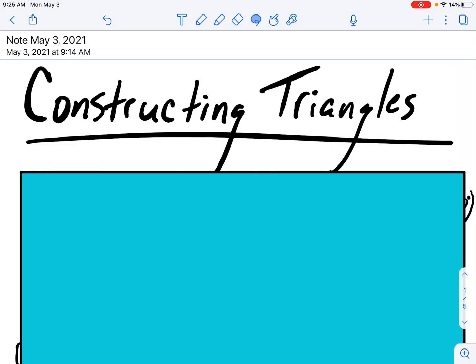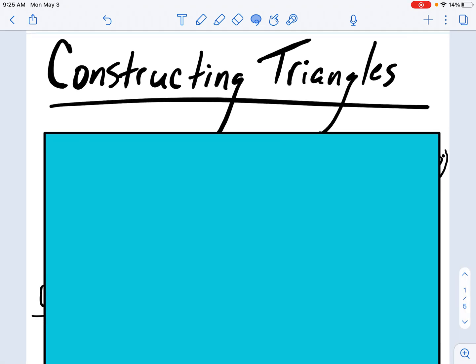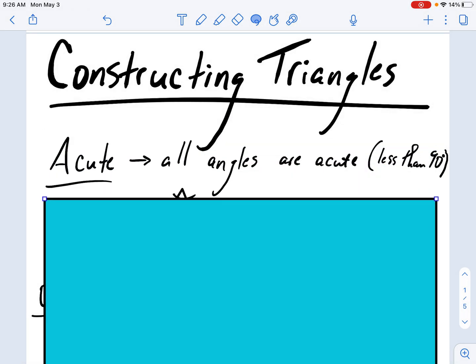We're going to go over our new lesson of constructing triangles. For this lesson, make sure you're taking notes and writing everything down. There's some vocabulary. And make sure you're emailing me if you have any questions, okay? Email me if you have any questions when we're done with this.